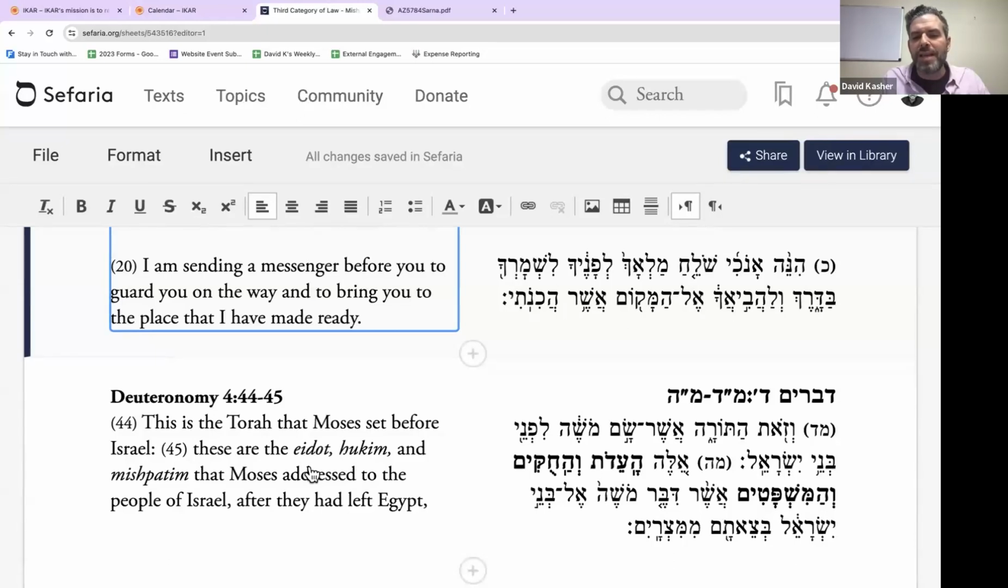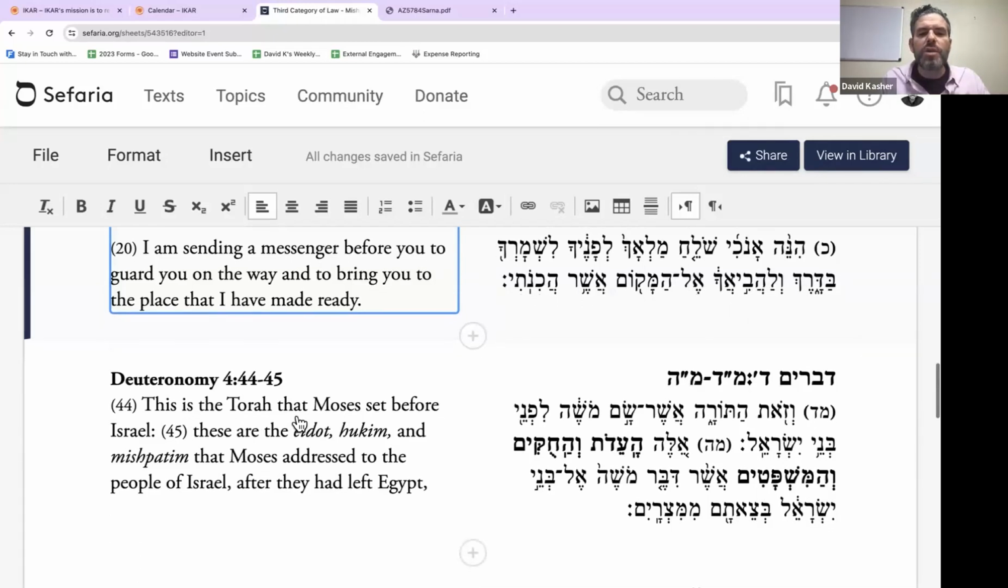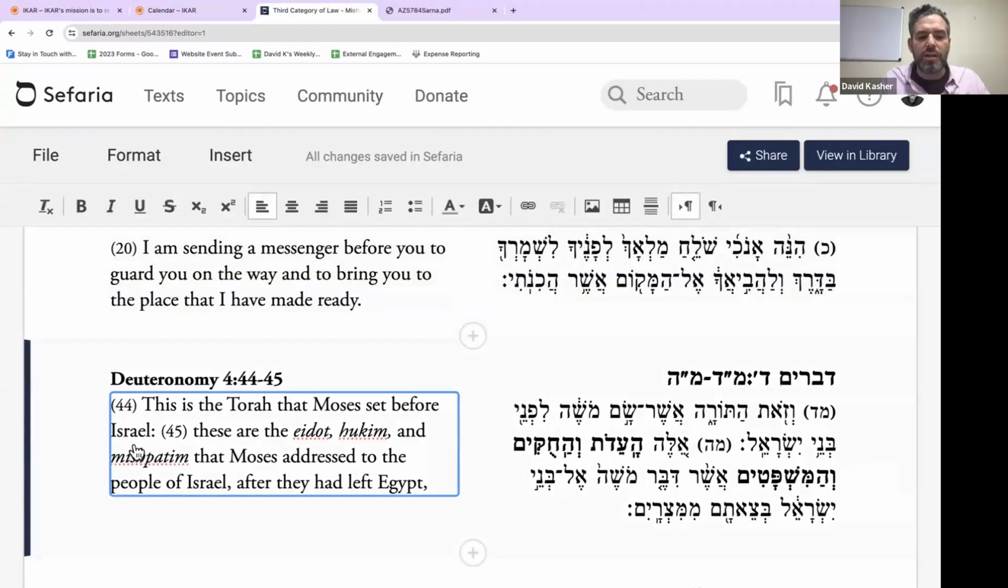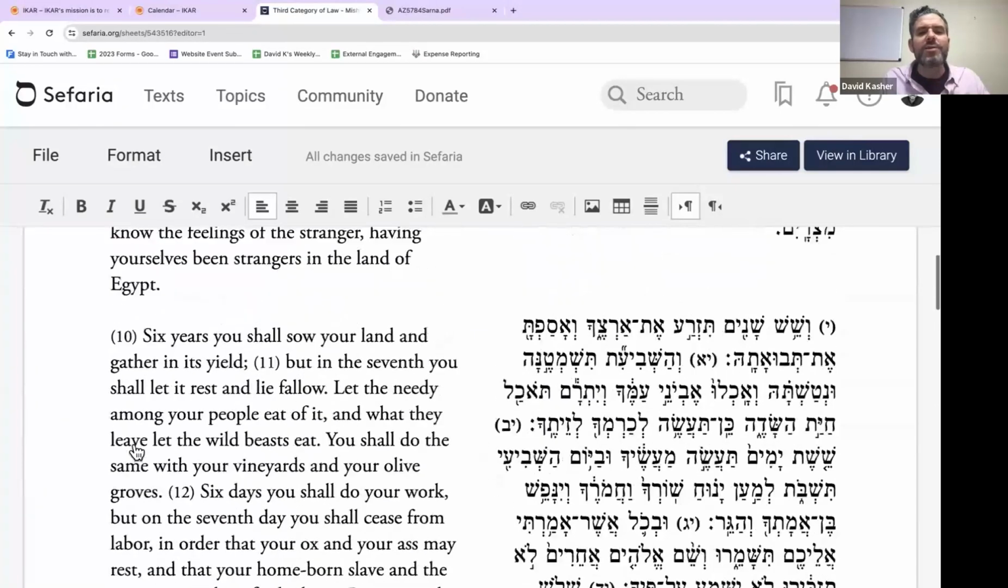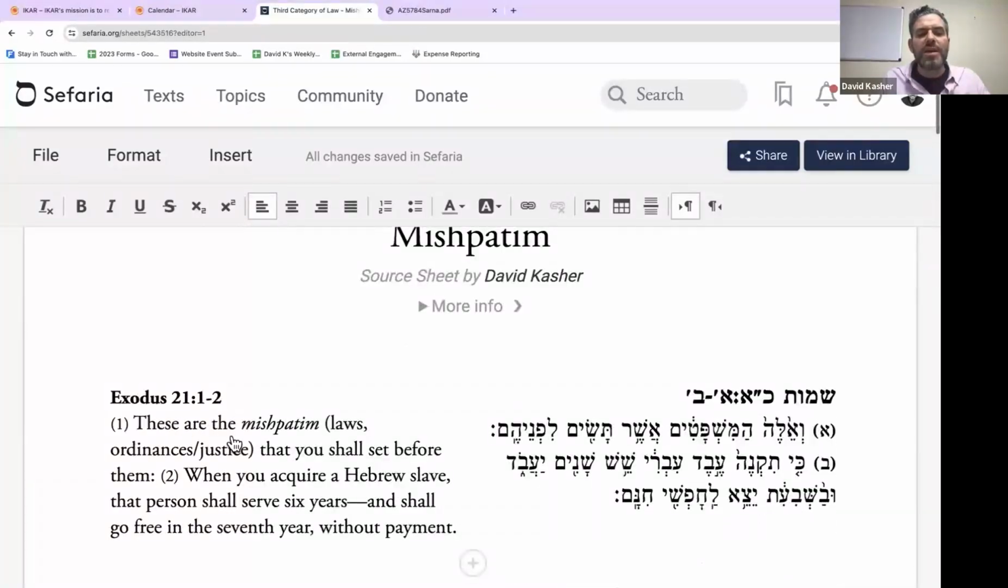And I'll just end by saying, look at the language here. These are the Eidot, Chukim, and Mishpatim that Moses addressed. No, sorry. This is the Torah that Moses set before Israel. Okay, and that was the same language that we started with. These are the Mishpatim that you shall set before them.